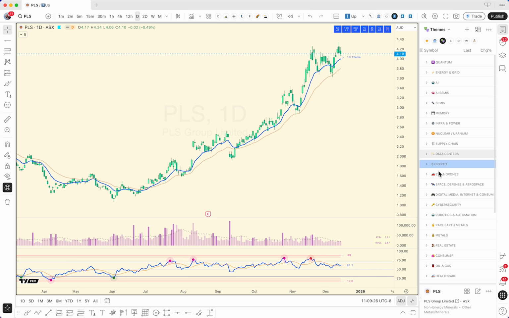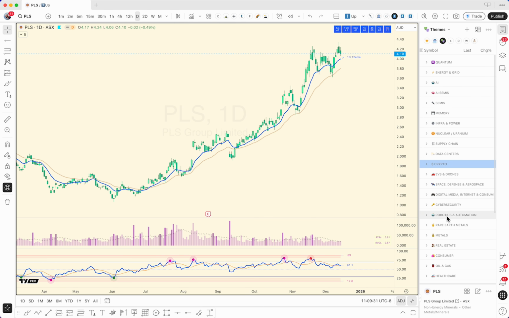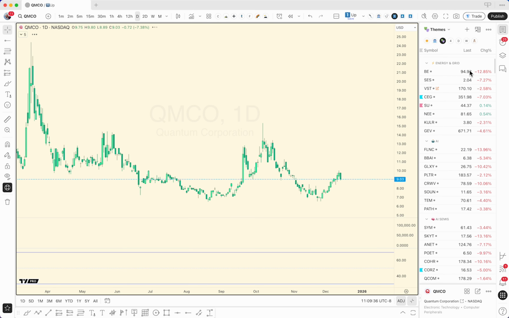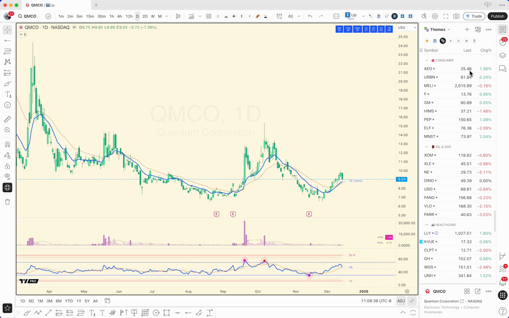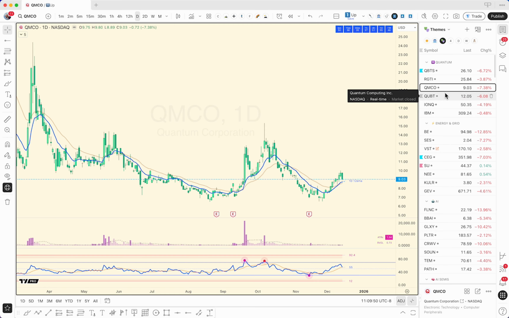Within that watch list, again, it's not an exhaustive list, but it's a ton of different themes that I'm interested in trading. And these are all collapsed right now, but I can expand them all, and you can see all the names within the different themes. Now, this is a watch list that I'm always working on. I'm adding names under themes.